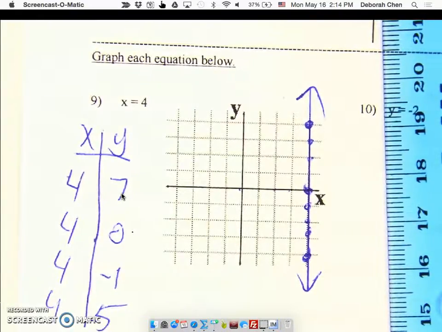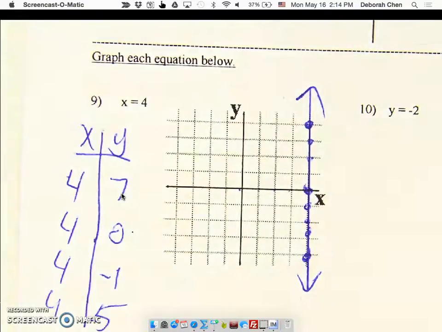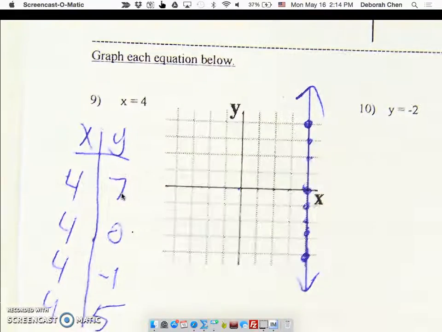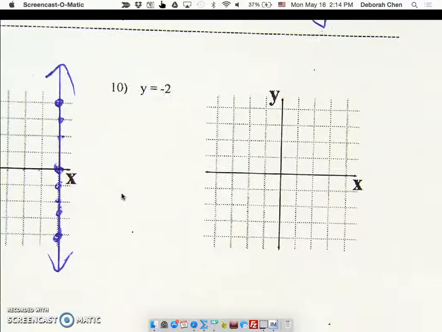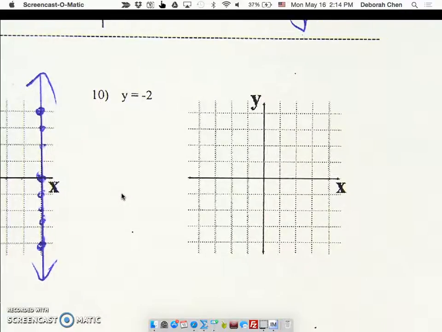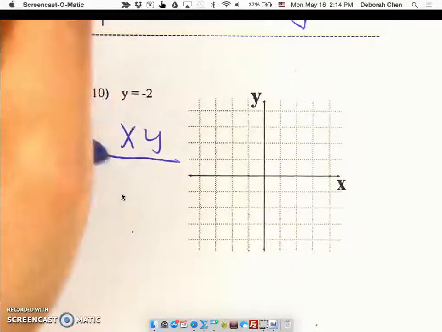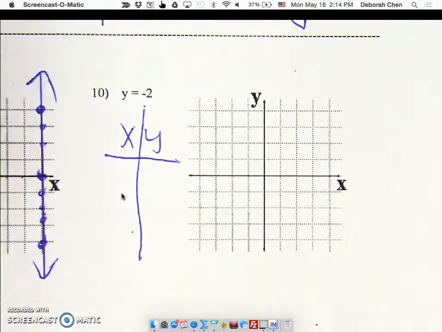Look at number 10. Y equals negative 2. What do you think? Vertical or horizontal? It should be horizontal. Let's make our xy table just to make sure. Y is negative 2, meaning all of them have to be negative 2. X can be whatever I want.